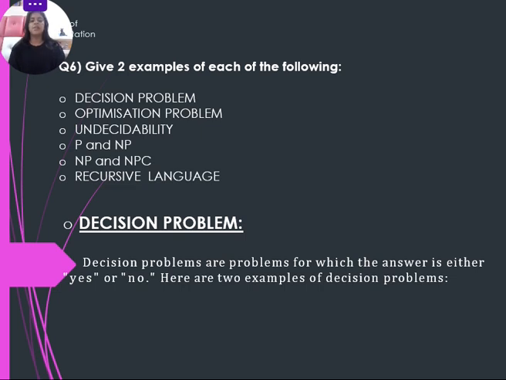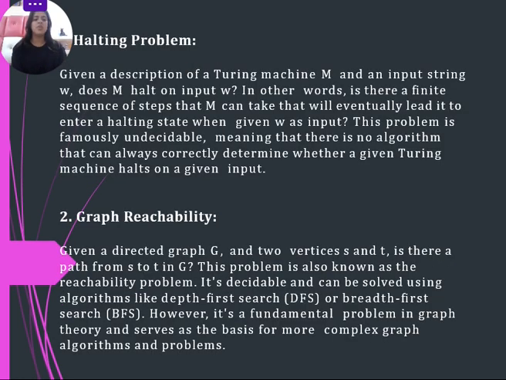So let's see first the decision problem. Decision problems are problems for which the answer is either yes or no. Here are two examples of decision problems. The first is the halting problem. Given a description of a Turing machine M and an input string W, does M halt on input W?